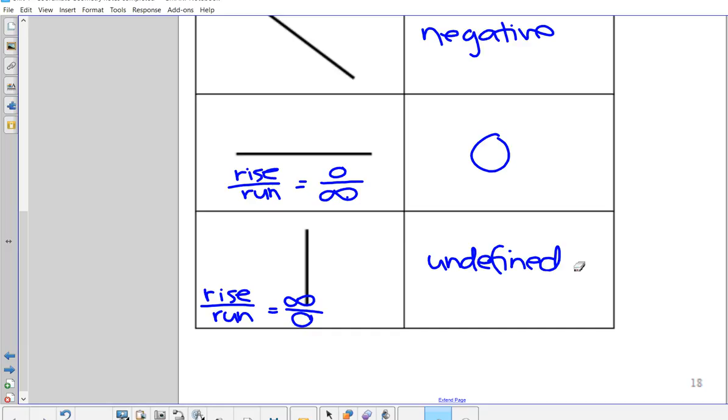Alrighty, so we say undefined. If it's a vertical line, its gradient is undefined because in mathematics we can't divide by 0. If it's a horizontal line, it has a gradient of 0. They're important things to remember, by the way.